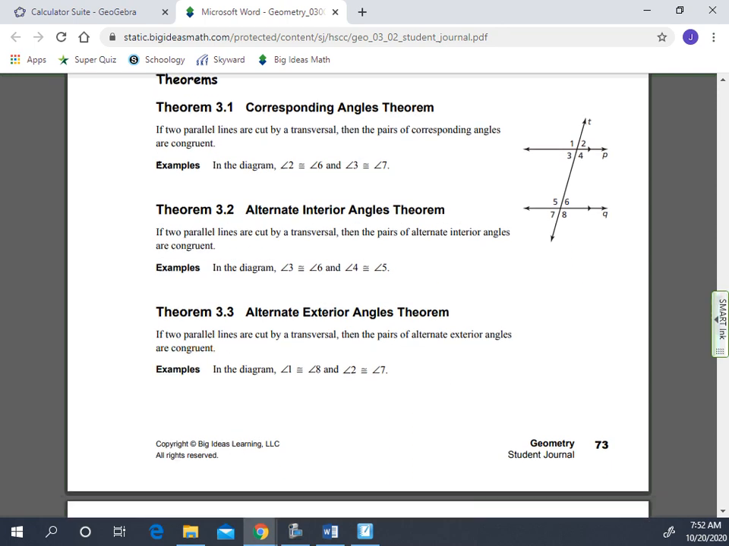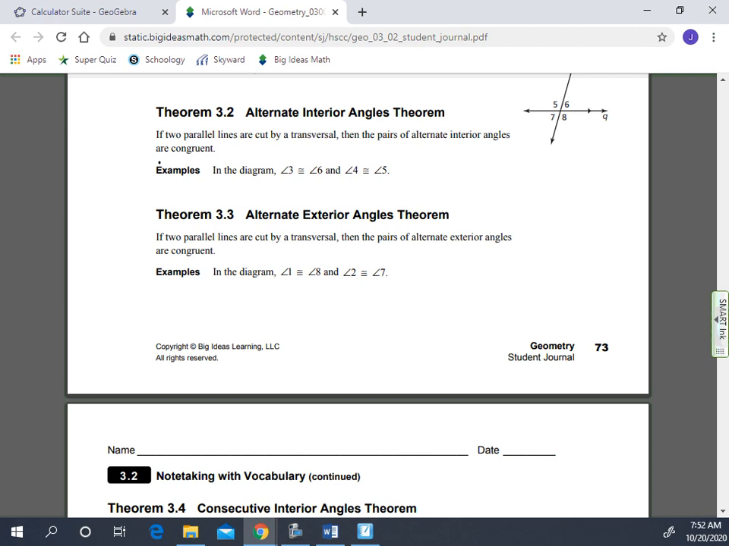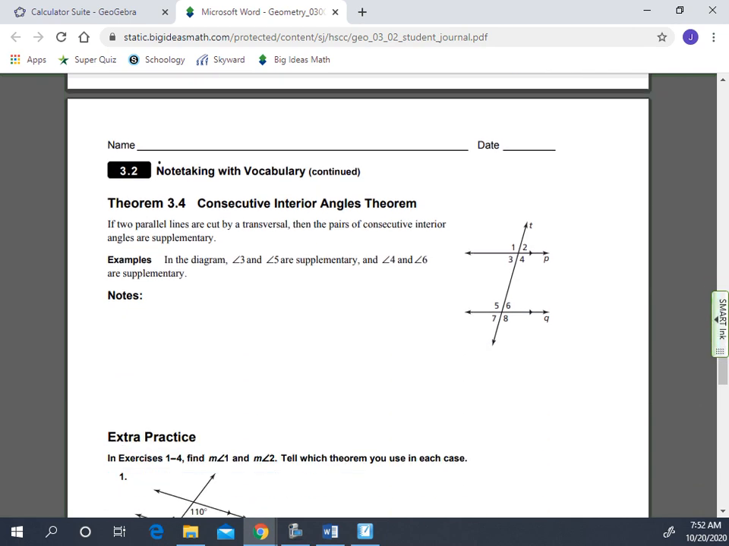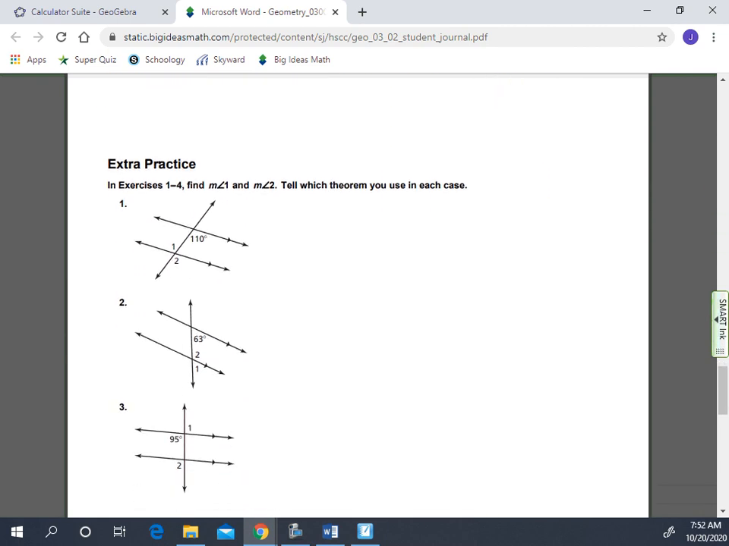Scrolling down, these are a bunch of theorems that you can follow along with. In exercises 1 through 4, find the measure of angle 1 and the measure of angle 2. Tell which theorem you use. So you're going to use the theorems above. Let me get the book so I don't have to scroll back and forth.